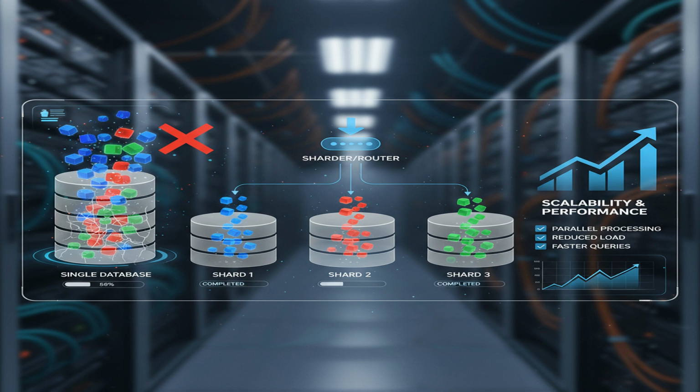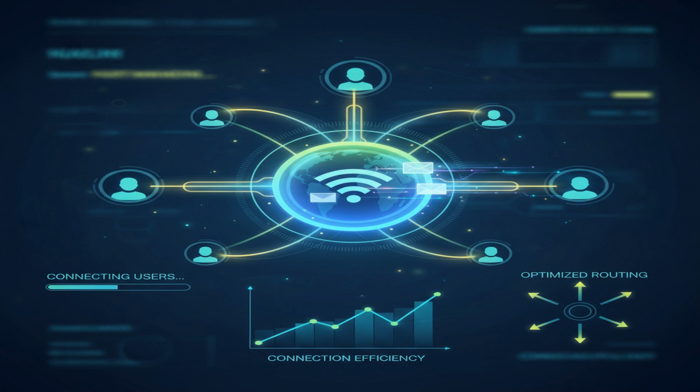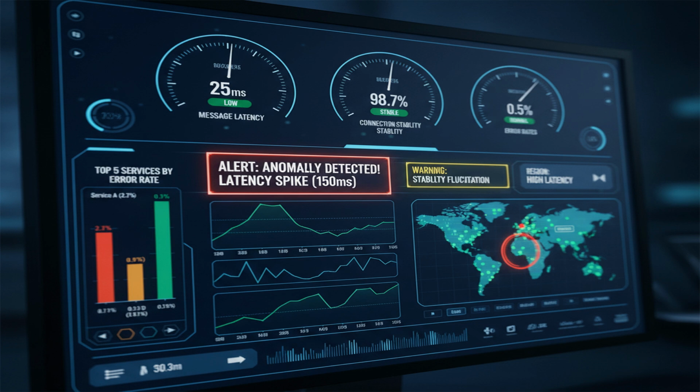Scaling our chat system effectively requires a multi-pronged approach. We need to think about database sharding, connection management, and message routing strategies. Database sharding distributes data across multiple databases. Connection management optimizes how users connect. Message routing ensures messages reach the correct recipients efficiently.